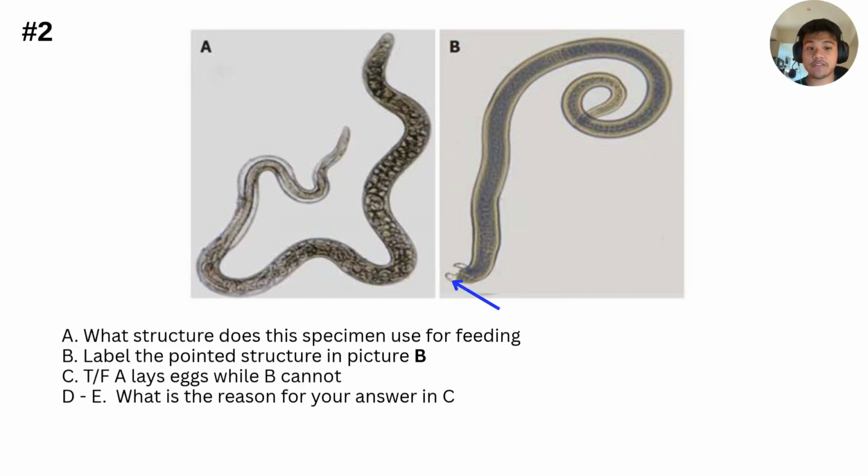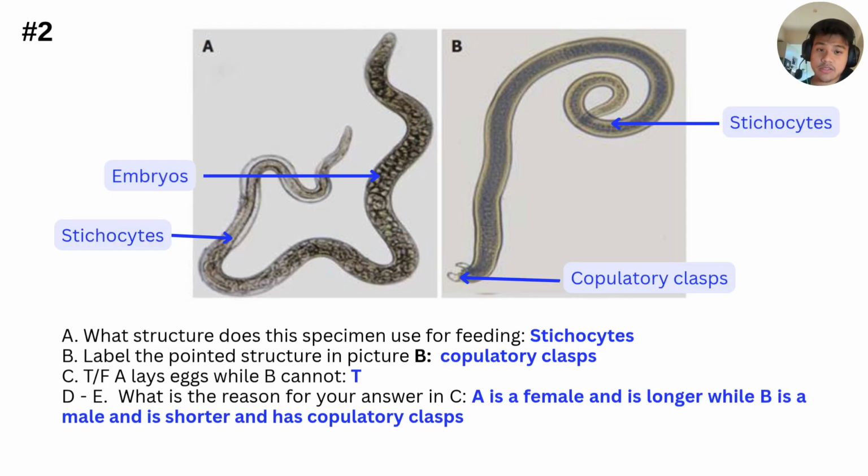Moving on to station 2, we have two images wherein we have to identify key structures along with key characteristics of each image. To answer these questions, here we have two adult stages of Trichinella spiralis, with its feeding structures being the stichocytes, with males having a distinguishing feature of copulatory clasps on the posterior end, with males also appearing much shorter and much thicker than females.